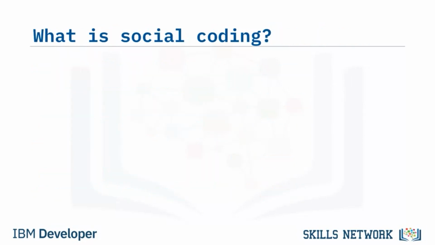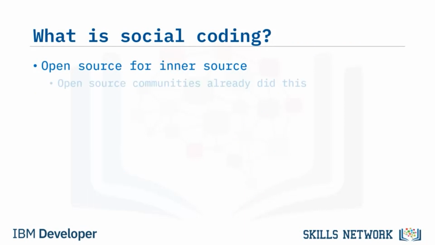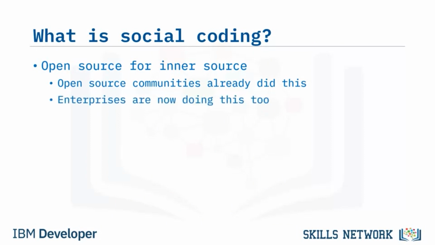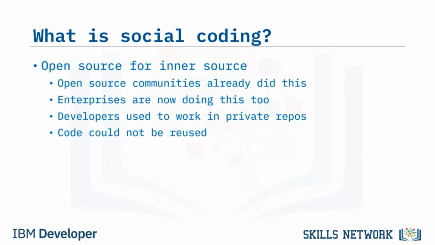So what is social coding? It can be referred to as open source or inner source. Social coding is something that the open source community has been doing for years. What's new is bringing these concepts into the enterprise and coding as a community on internal projects. In the past, developers worked in private repositories, or repos, with limited need-to-know access and limited communications. This means no possibility of reusing code, and as a result, enterprises were continuously reinventing the wheel because no one knew the wheel had already been built.